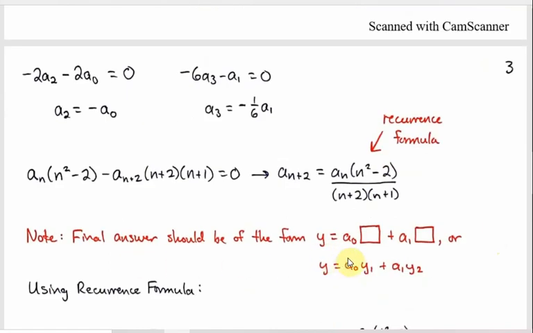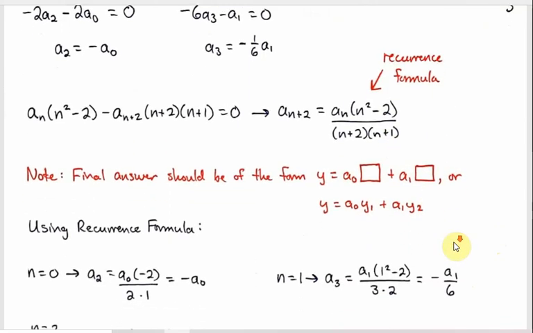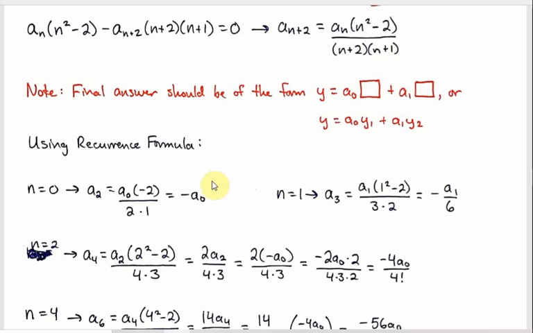So the final answer should be of this form, right? Where it's a0 times something plus a1 times something, or a0 y1 plus a1 y2 to phrase it like it is on the first page. So this is what we're aiming for. We've got the recurrence formula, so we're going to have to use this to get it. So I said, all right, well, the first thing is what if n is 0, right? That's the first constant that we'd have to figure out. All right, well then, based on what's up here, if I just sub in, then that means a sub 2, right? Because n plus 2 is just going to be 2 if n is 0.